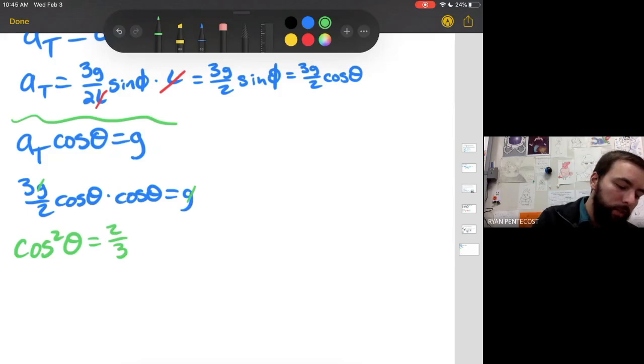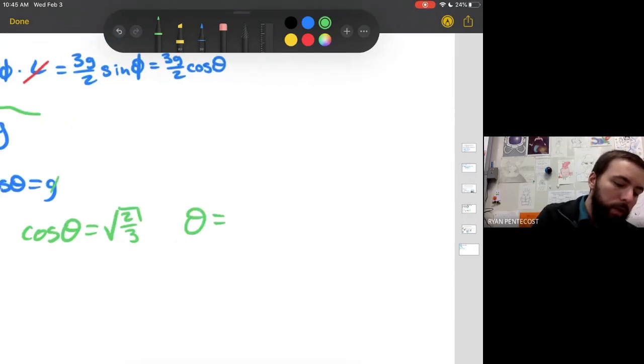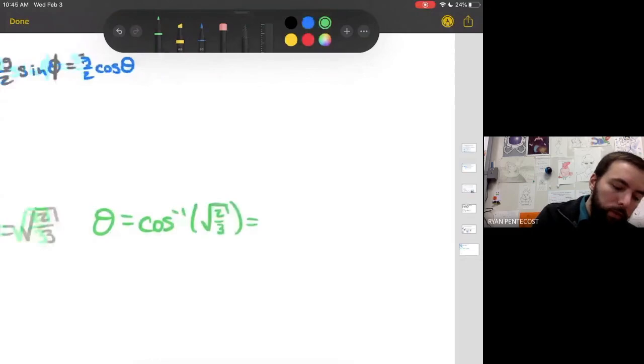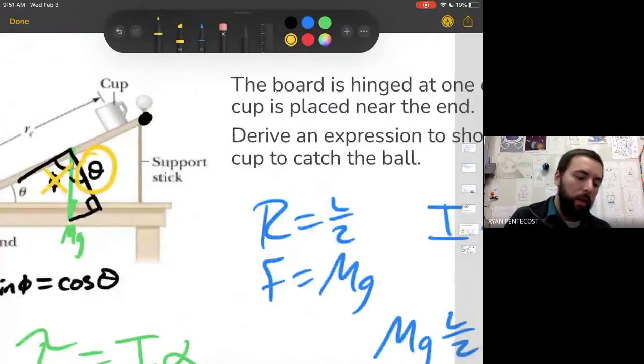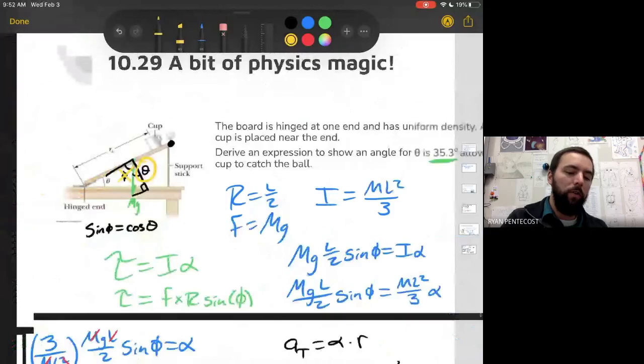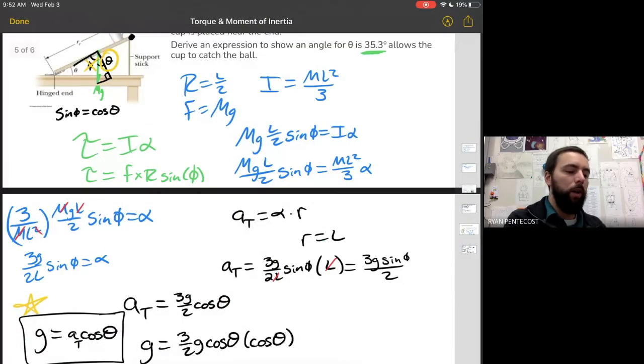Now this gets a little bit easier. Cosine theta is the square root of 2/3, meaning that theta is the cosine inverse of the square root of 2/3. And if you do that math, you're going to get something really close to 35.3 degrees. All right, that is all for this video, and we will continue on through chapter 10 in our next.